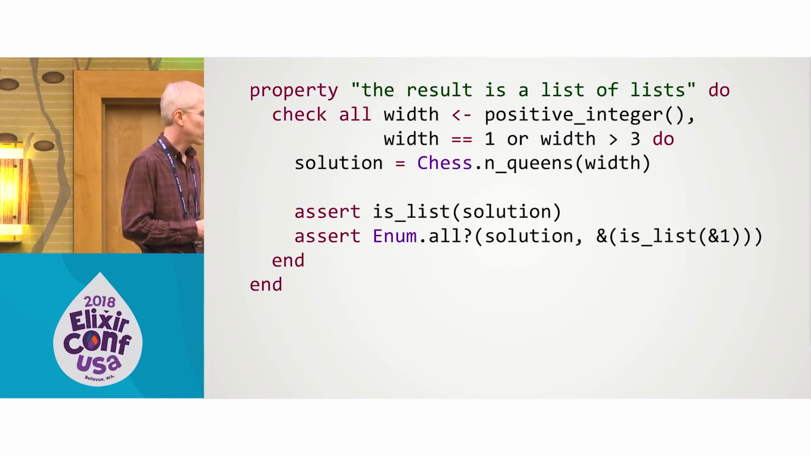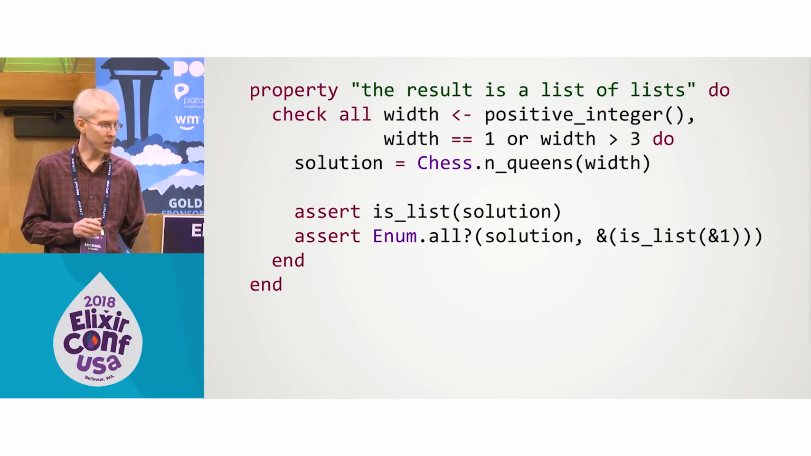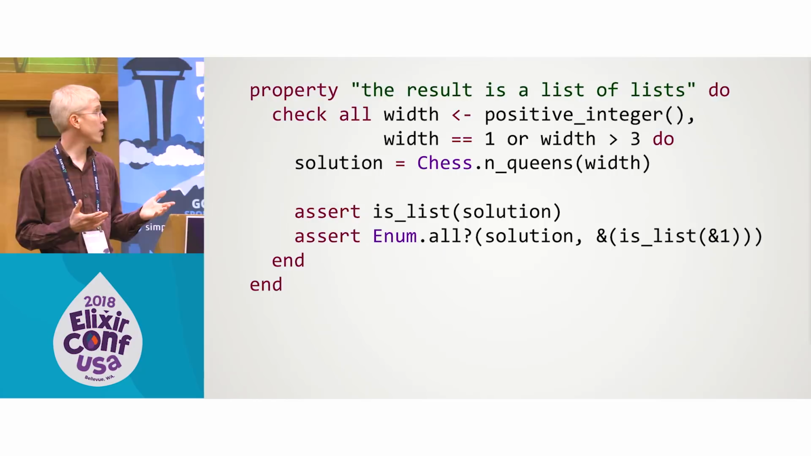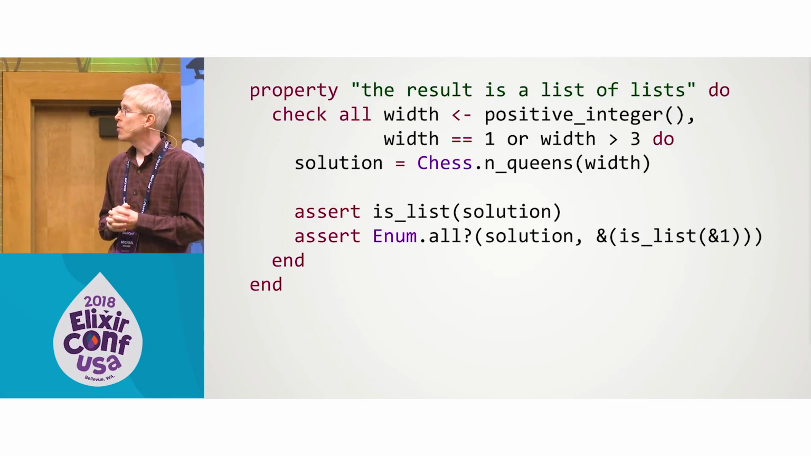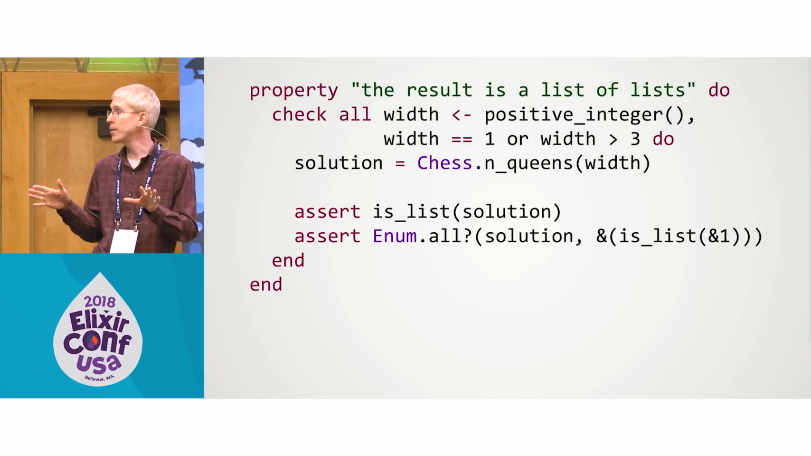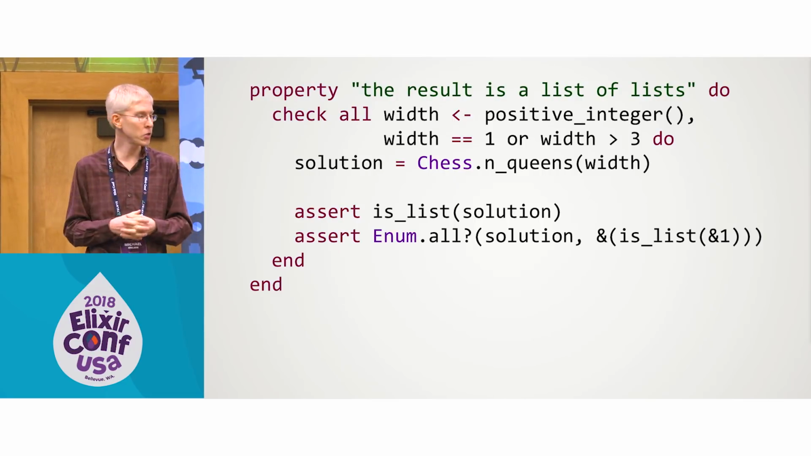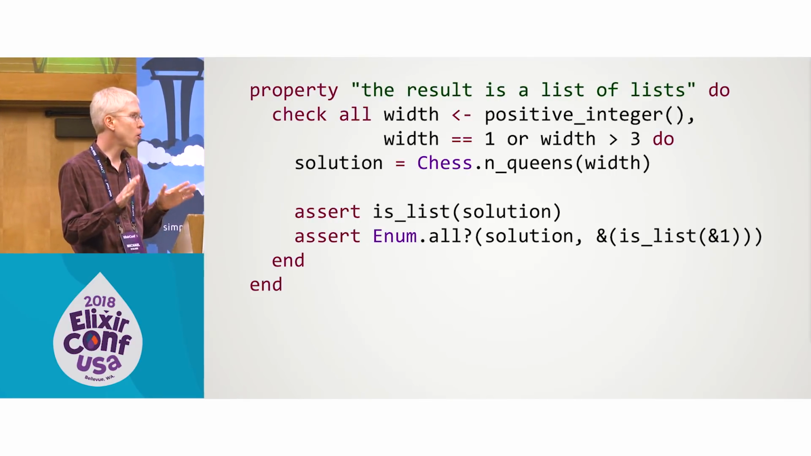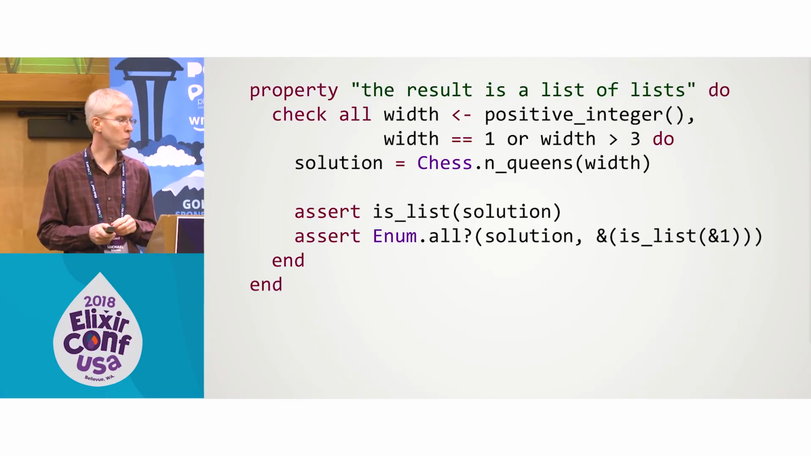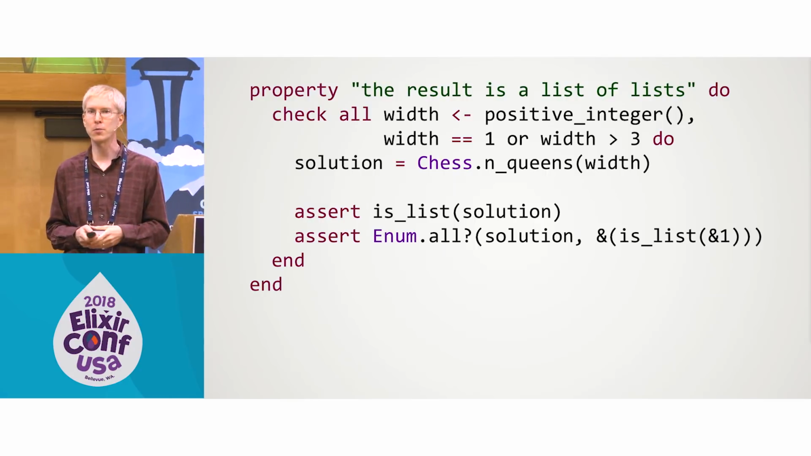And our test might look something like this. So our width has to be a positive integer, and then we introduce a constraint here. So it either has to be 1 or it has to be greater than 3. We've got our solution, and we assert that, so this is just the first property. So is it a list? We write our assertion there. And we also iterate over each of the inner lists, and we just verify that they are indeed lists. So this is what a property test might look like for the first property.